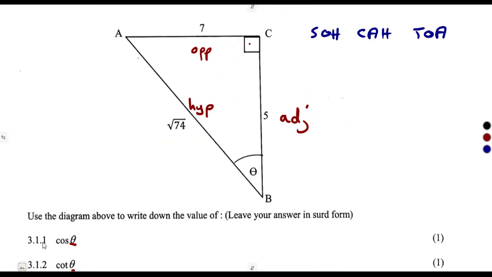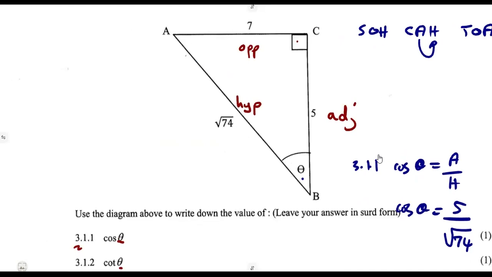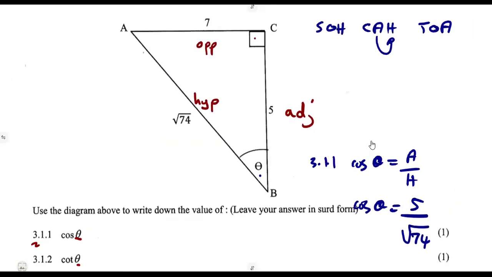So for 3.11, it is given the cos. This one is direct, guys. The cos of theta is adjacent over hypotenuse. According to our theta, the cos of theta is adjacent, which is 5, over the hypotenuse, which is the square root of 74, according to what we are given. You're done. No more simplifications you can do for 1 mark. Just leave it like that.